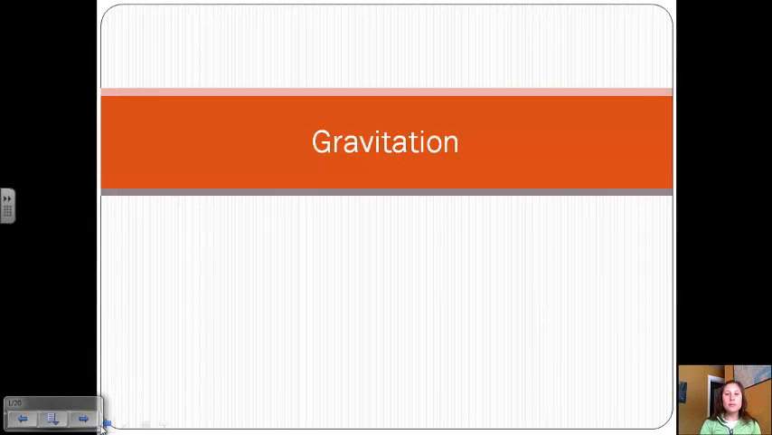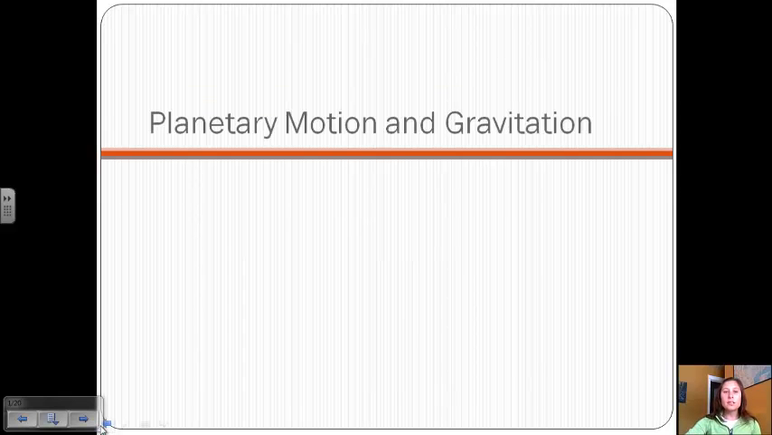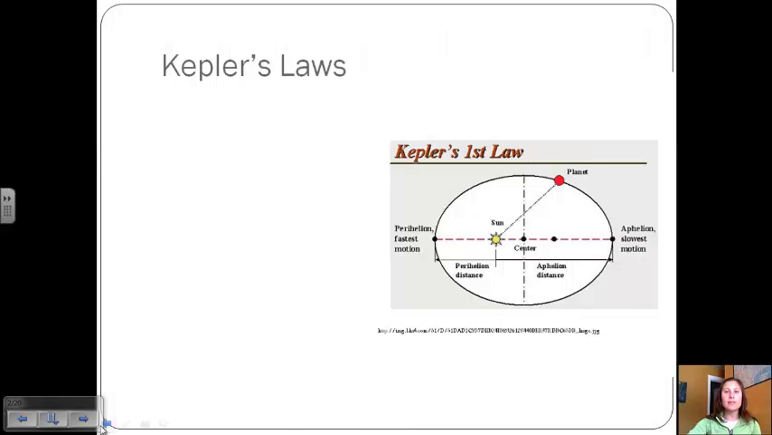Well, hello. So today we're going to start Chapter 7, which involves gravitation. So we're going to look at taking our circular motion information from Chapter 6 and then relating this to gravitation as far as planets and even other objects' interactions with Earth. And so today we're going to talk about Section 1, which involves planetary motion and gravitation.